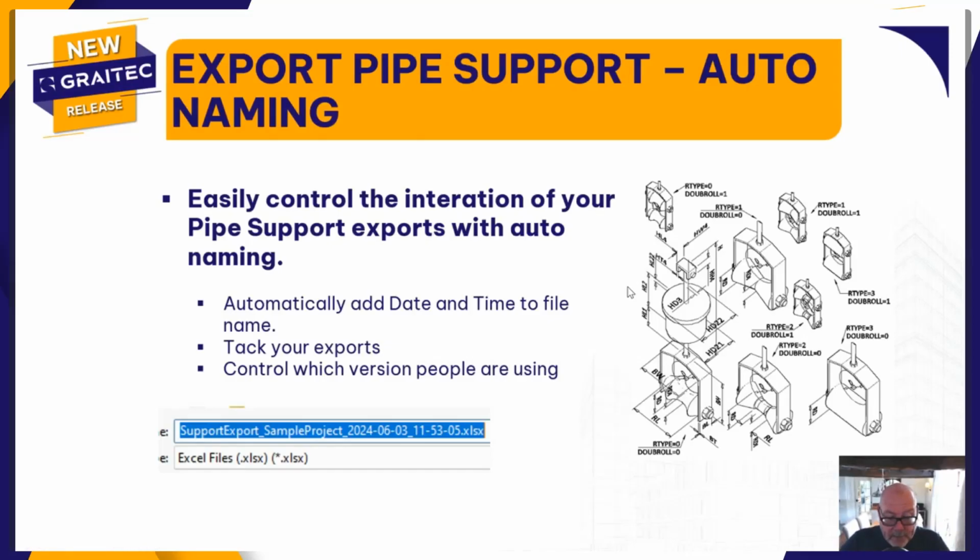Now, one of the things that we did is we looked at the fact that the export just was called a support export. It didn't really give us much intelligence over how we named it. You would have to go in, manually change the name all the time. Now what we've got is the ability to add the project name, time and date, so you don't have to do any work. You just go export. It will auto-name it, and you can then control how the revisions are working. You can basically see what file someone's got open.